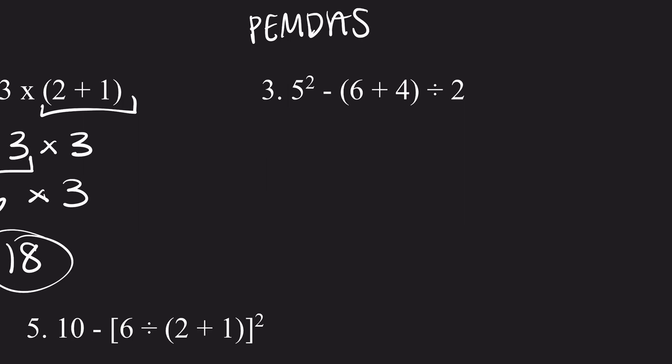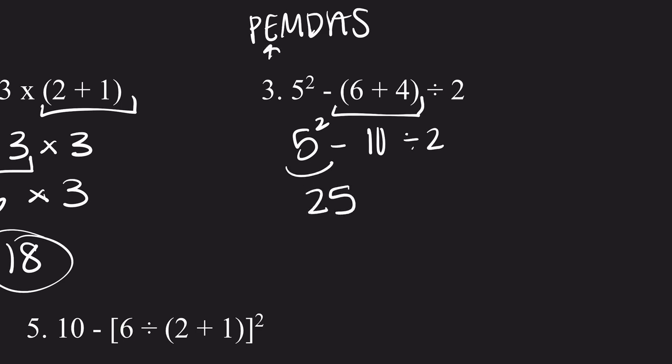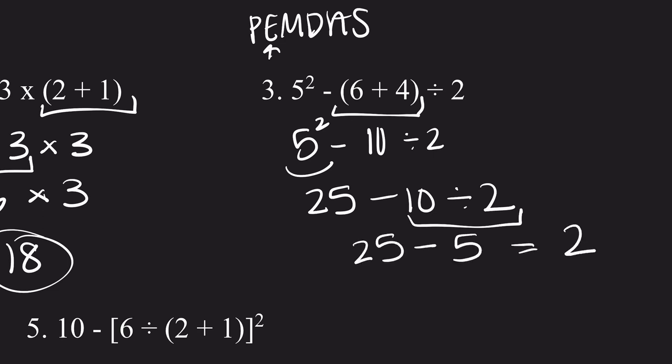Problem 3. First thing I see are parentheses. Okay, 6 plus 4 is 10. Okay, then let's go back through our order. Next, I'm seeing an exponent. 5 squared. Remember, that's just 5 times 5. All right, we have subtraction. We have division. That division is going to come first.